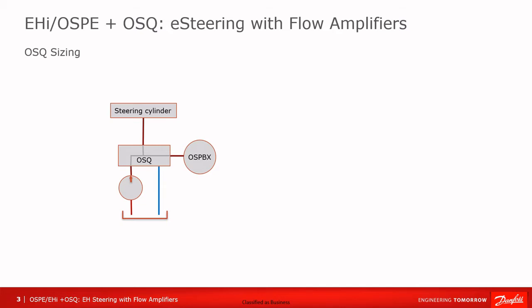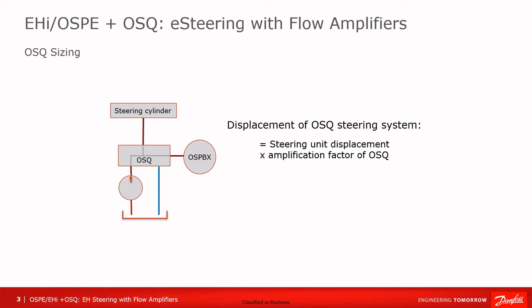The displacement of the steering system with a traditional steering unit, such as OSPBX, and an OSQ, is calculated by multiplying the displacement of the steering unit by the amplification factor of the OSQ. For example, if an OSPBX has the displacement of 400 cubic centimeters per revolution, and the OSQ increases that by a factor of 5, then the displacement of the OSQ steering system will be 2,000 cubic centimeters per revolution.